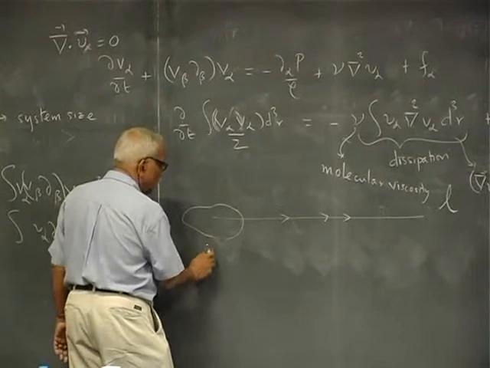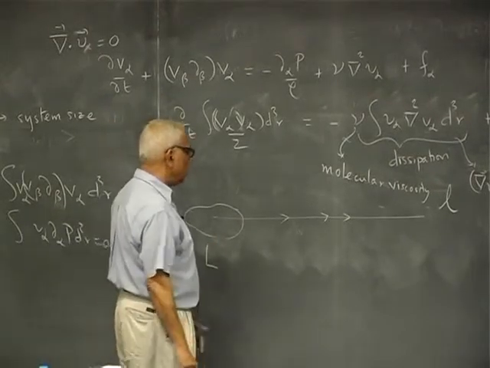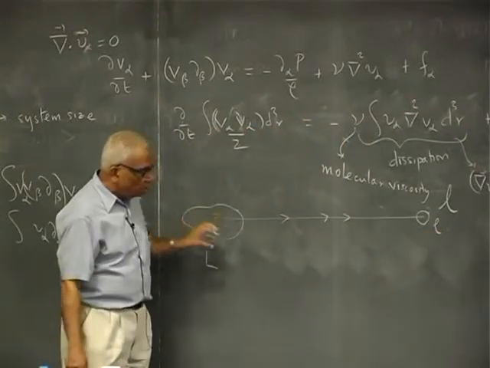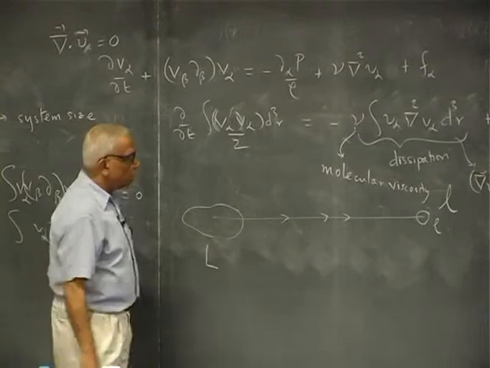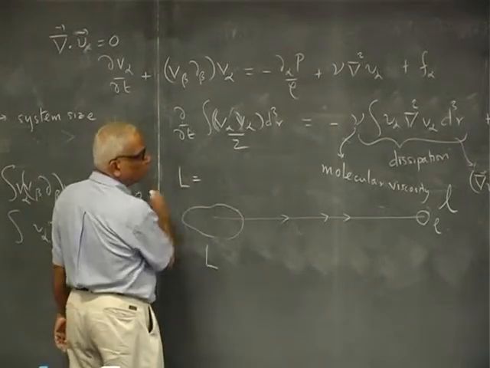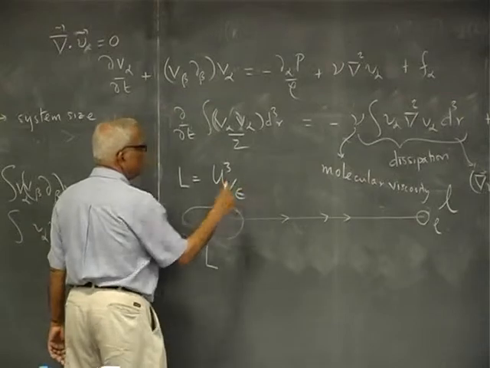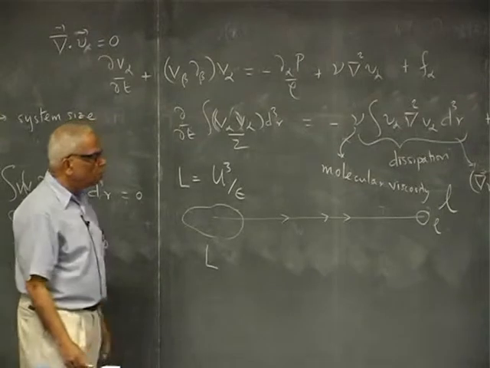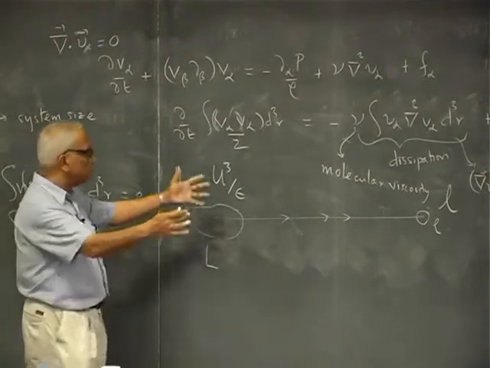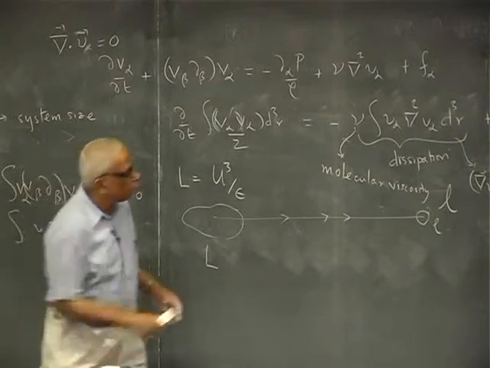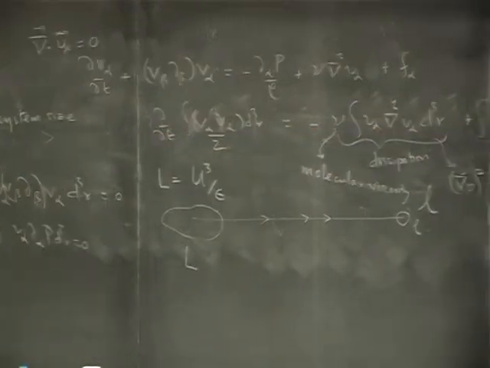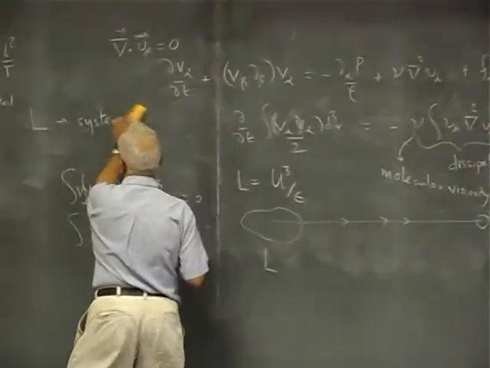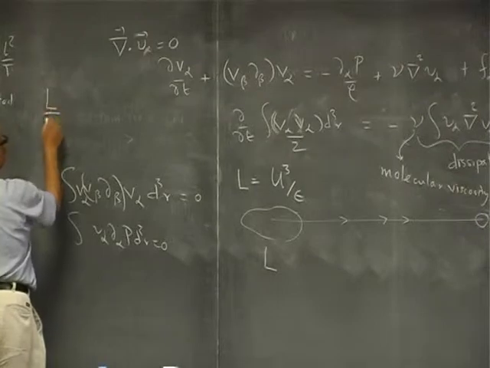Here is my length scale, which is big L, and here is my length scale, which is small l. Over here I have the relation: L is in terms of U cubed over epsilon, and here is a small l. So the first thing I want to know is how far away these scales are from each other. So I need to form the ratio of capital L by small l.